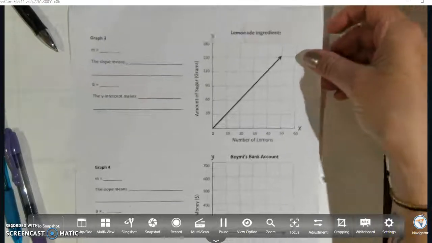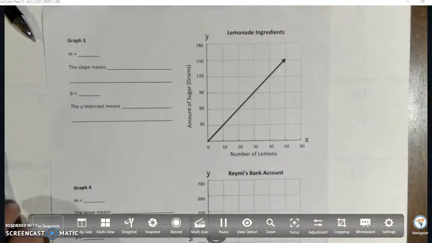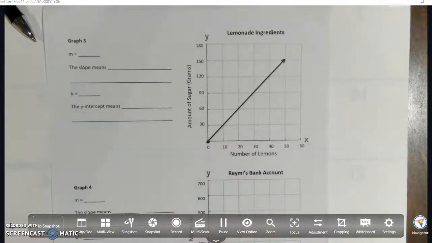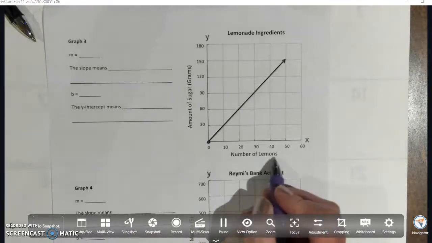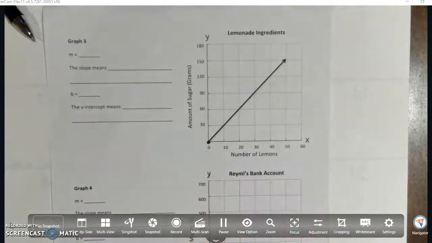All right, next example, example number 3, graph number 3. So this is our proportional graph. Let me zoom in. So that means the value of the beginning of the graph is 0, 0. Let's talk about what this graph is all about. Lemonade ingredients. So how many lemons and how much sugar. So the meaning of the 0 is very, very straightforward.